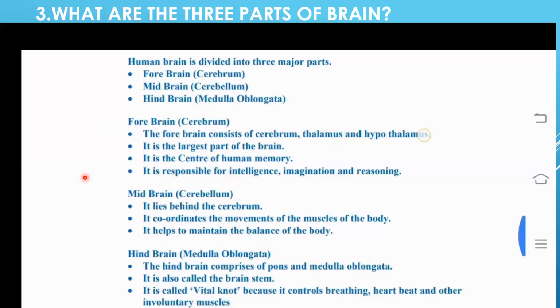And now we can see the hindbrain consists of pons and medulla oblongata. It is also called the brain stem. It is also called the vital center. It controls breathing, heartbeat, and other involuntary muscles. The hindbrain has pons and medulla oblongata, and it has the brain stem. It also controls breathing, heartbeat, and some involuntary muscles.